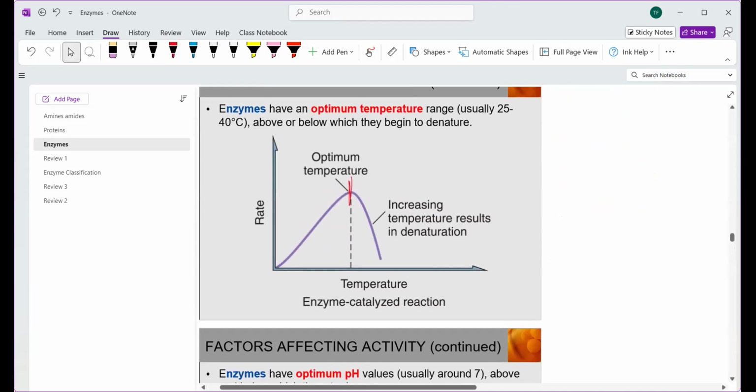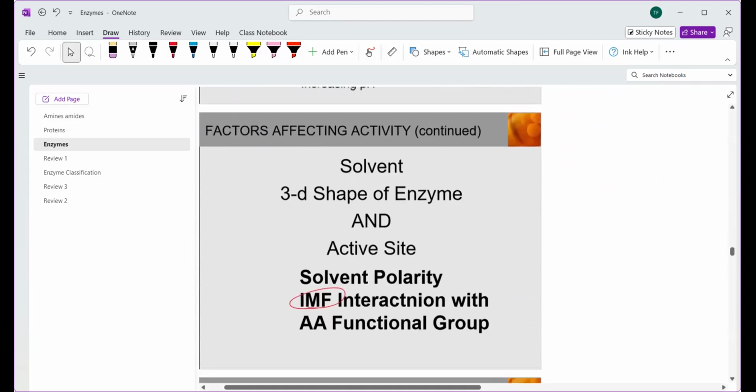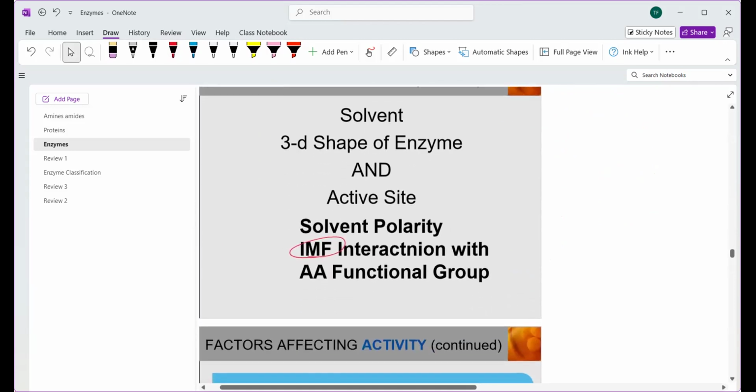So we've got an optimum rate at a specific temperature. Going from one temperature to the other, off of optimum, will decrease the rate. Same with pH.